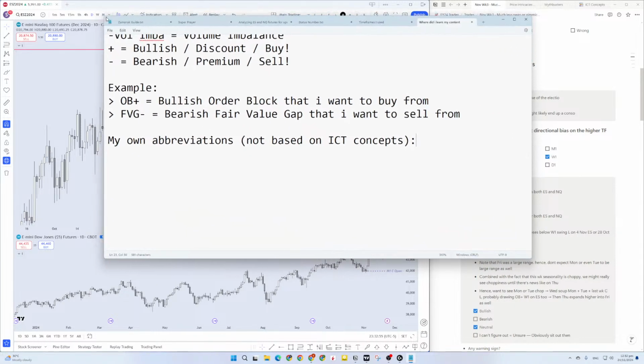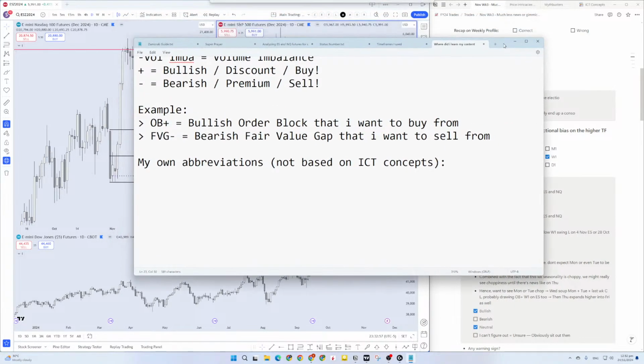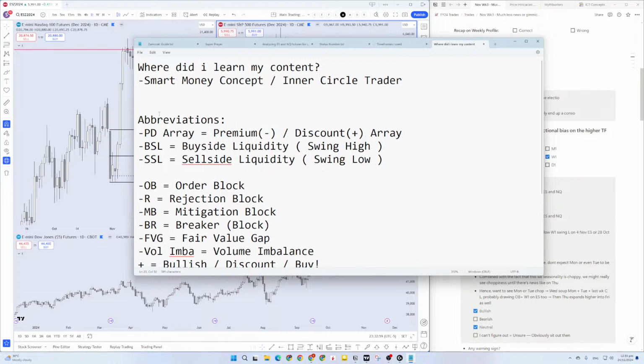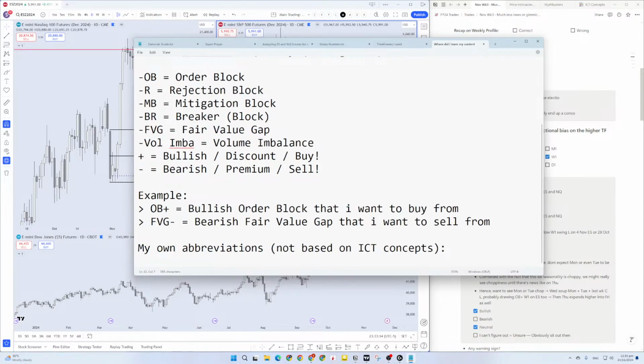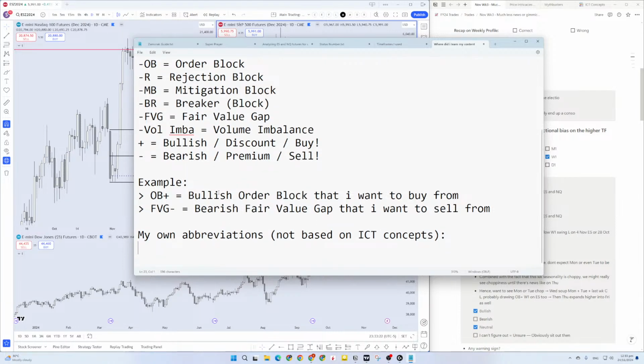Okay, let me make this bigger. So I should label this as ICT abbreviations that I use. These are all the extra small letters that you will see. Let me talk you through some of them.